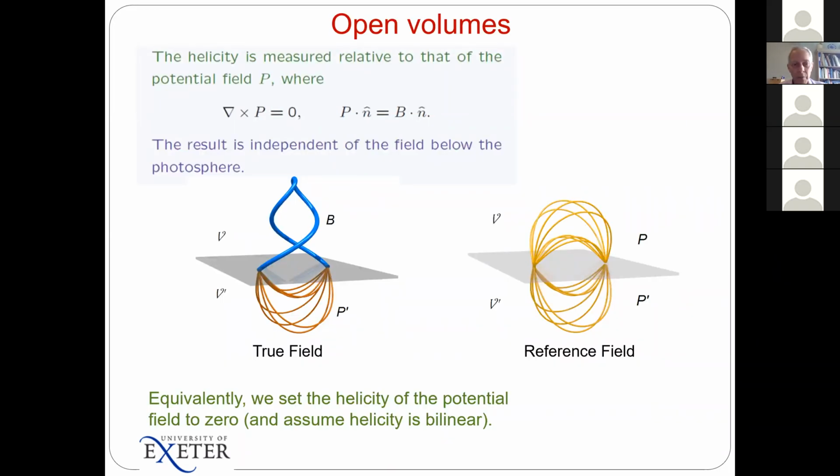In open volumes, one way of doing things is to take the helicity relative to a potential field. So here's the true field, and here's the potential field up above. You don't know what's down below, but it doesn't really matter because you put whatever you like down below and you subtract the two, and then you get a gauge invariant quantity. Okay.